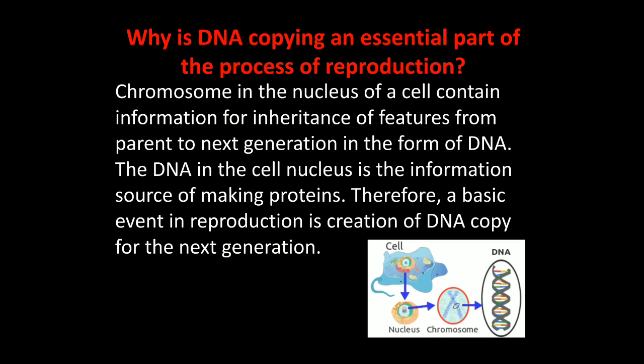Inheritance of features from parent to the next generation is in the form of DNA. The DNA in the cell nucleus is the information source for making proteins. Therefore, a basic event in reproduction is the creation of a DNA copy for the next generation.